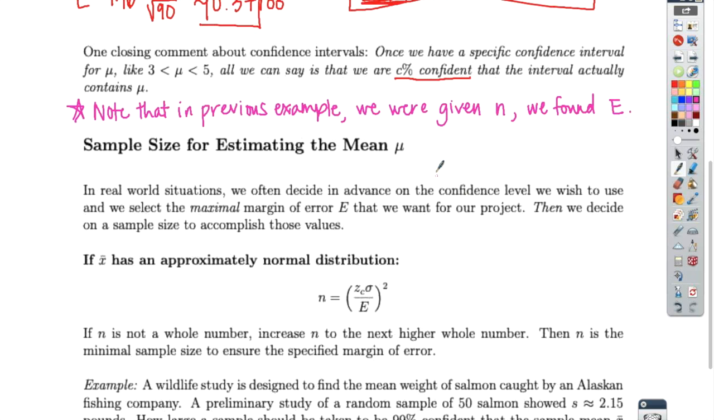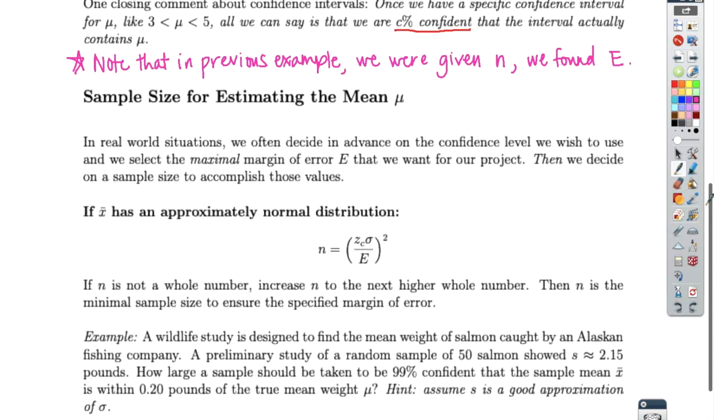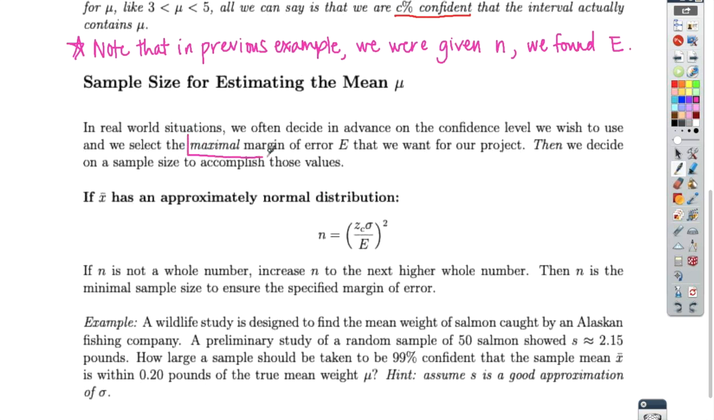So sometimes, especially when you're doing something like giving surveys, you start by setting the maximum error that you're willing to tolerate. So maybe you say, look, I want to give out as many surveys as I have to make sure that my error is either 3% or smaller. Like I'll tolerate 3% error, but nothing larger than that. So how many surveys do I have to give out? So oftentimes you set your maximal margin of error and then you decide on your sample size, n.